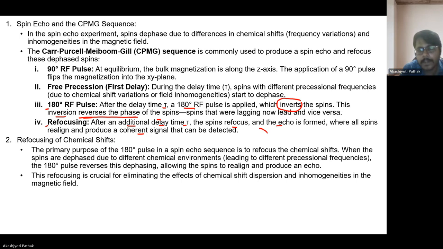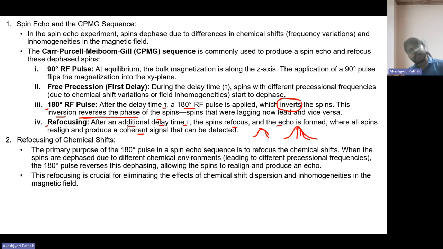Okay, so this is the part. They're starting to refocus, and when they refocus together at a common point, they will get this maximum signal. And then again, it will undergo free induction decay, because I have stopped the pulse. So they will again trace back to their equilibrium position.